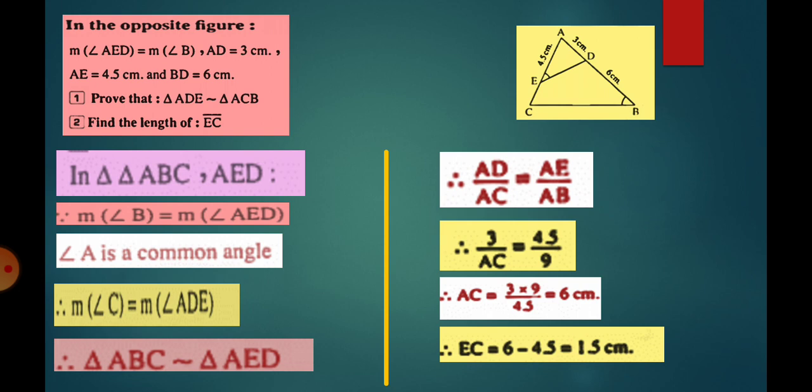Here, what about BC and ED? We don't know the length of any side of DE or BC, so we can't find the lengths of the two sides. We can find the ratio between the two sides. The ratio between the sides equals the ratio between any two corresponding sides, which equals 1 over 2. But we can't find the lengths of DE and BC.